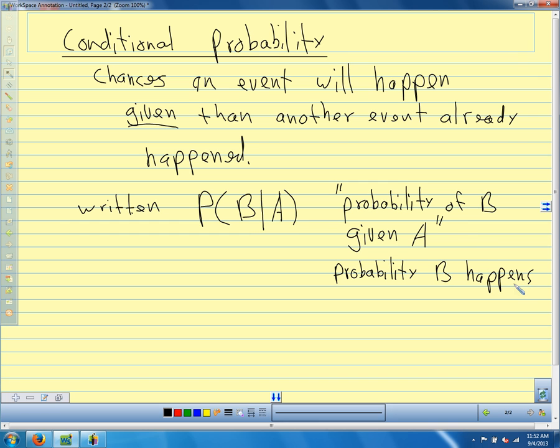I'm just trying to give you some different ways to think about it. So probability B happens after A happens. So we know that A is true already. And we can use a two-way frequency table to find conditional probability. It's one nice thing about two-way frequency tables.